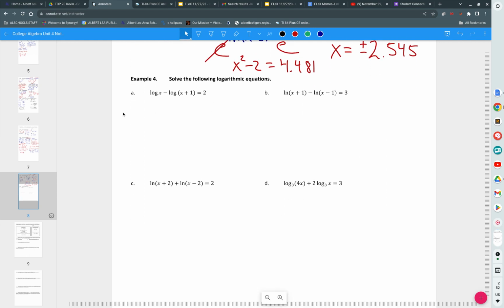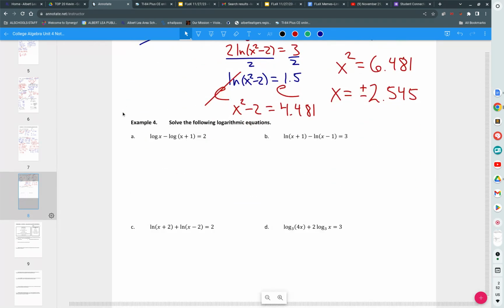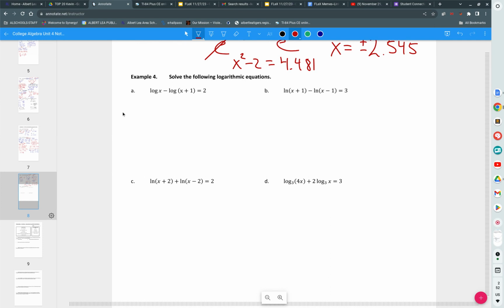We're going to get rid of letter B. And we're going to look at letters A, C, and D. What's different about these? All of them. They have multiple logarithms. You don't want multiple logarithms. You want one logarithm. How can I make letter A into one logarithm? X over x plus 1. Good. Log of x over x plus 1 is equal to dos, which is Spanish for 2.